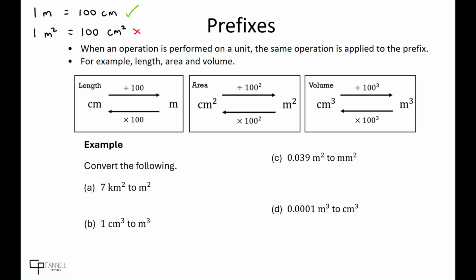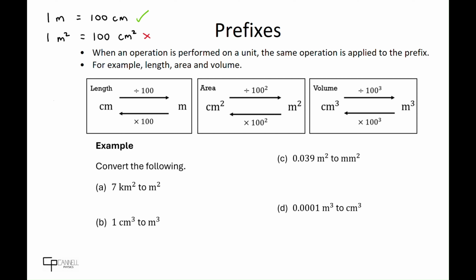But with area, you're now going to square these units. So the first bullet point suggests that we must also square the prefix. If you're going from square centimeters to square meters, you divide by not 100, like with length, but divide by 100 squared. And if you're going the other way, from square meters to square centimeters, you multiply by 100 squared. And the same idea goes for volume, except it's cubed. Both are cubed, the unit and the prefix.